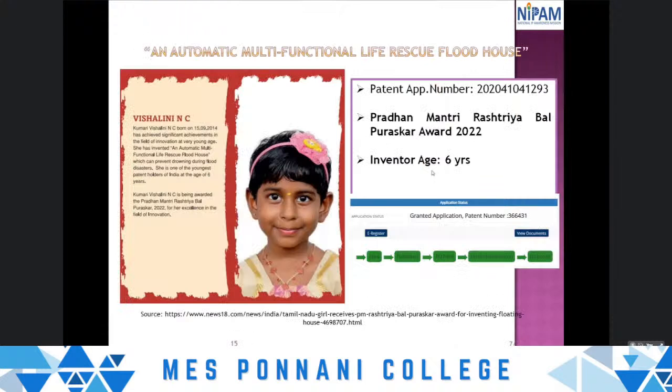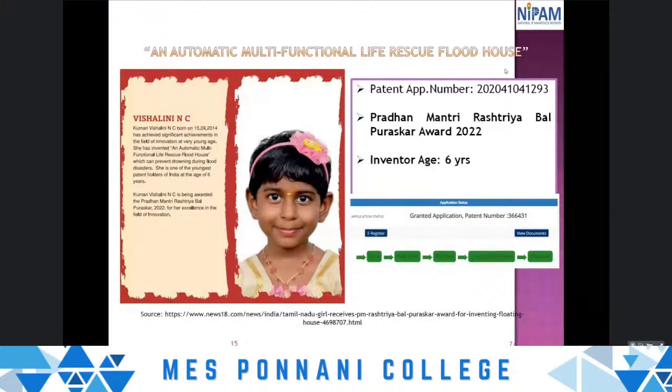Now this can be a very inspiring example. Vishalini is a small kid, I think a 6-year-old, who was recently awarded the Pradhan Mantri Rashtriya Bal Puraskar for her invention. She also recently got a patent for her invention, an automatic multifunctional life rescue flood house. She basically invented a temporary living arrangement shaped like a boat, which could transform into a boat in order to rescue people during floods.